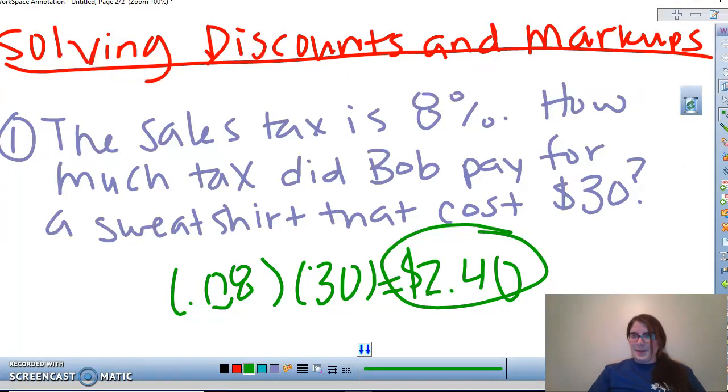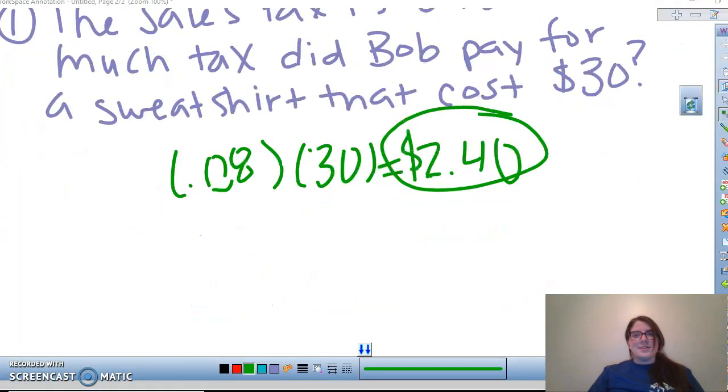And if you said tax, you are correct. So, and they are asking just for the tax. So do we need to move on? No, there is our answer.